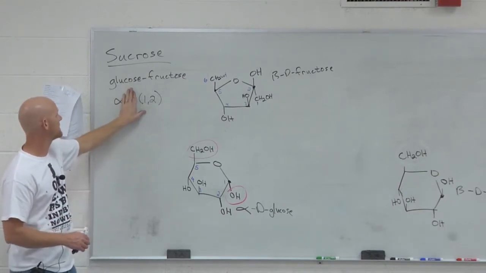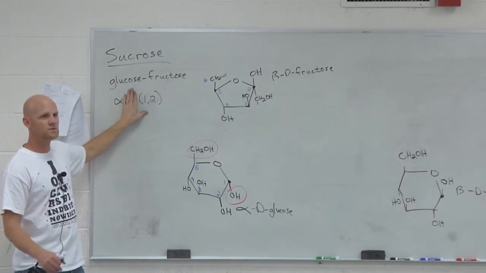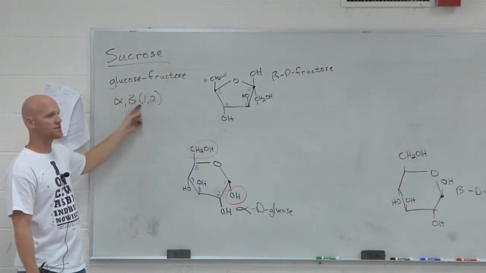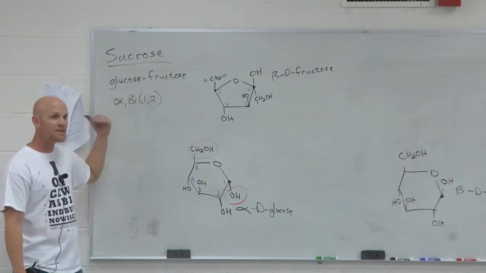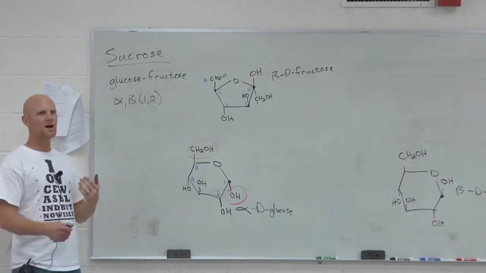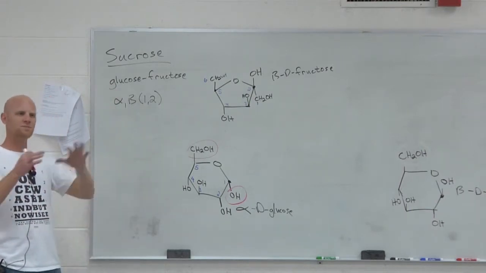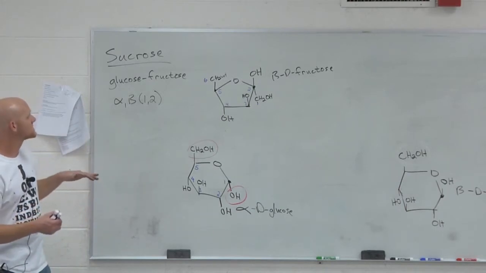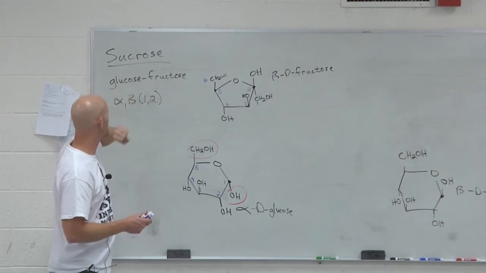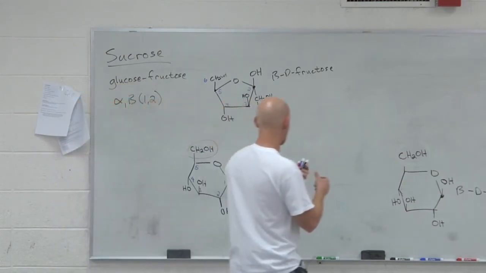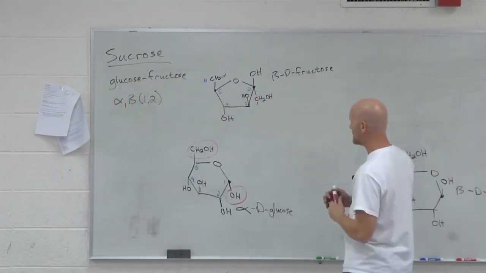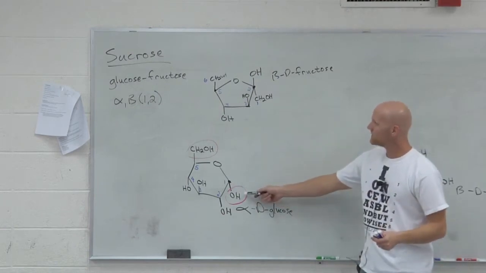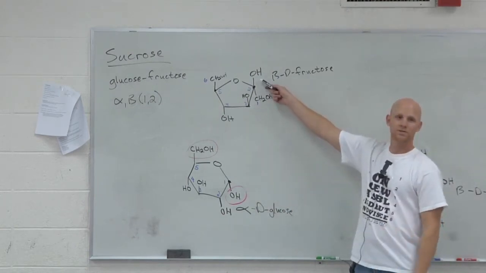Notice if I would have just said alpha 1,2, then it would have implied that whichever one was the anomeric in this case would have been the alpha. And so usually they go alpha 1,2 or 1,2 alpha sometimes just to specify. But either way, whoever's anomeric is the one getting the designation here. So let's look at this here. If we want to make glucose fructose with an alpha beta 1,2 linkage, I need to hook up alpha glucose with beta fructose.